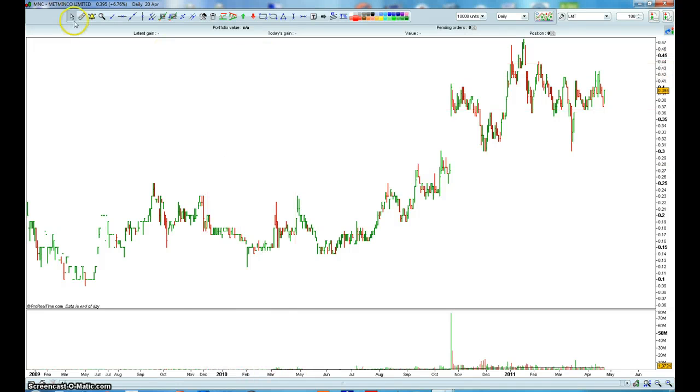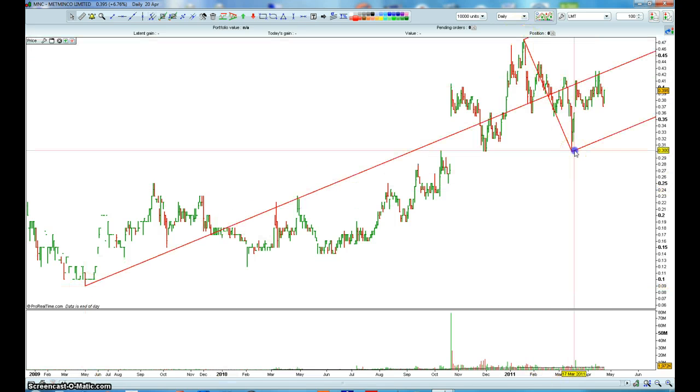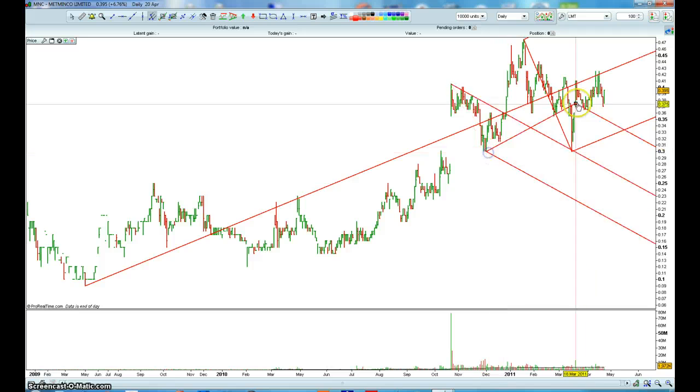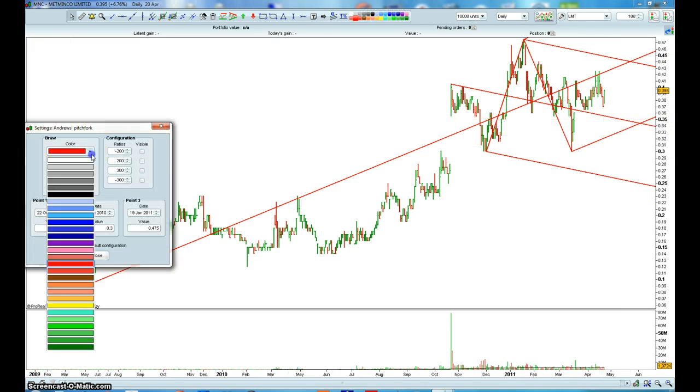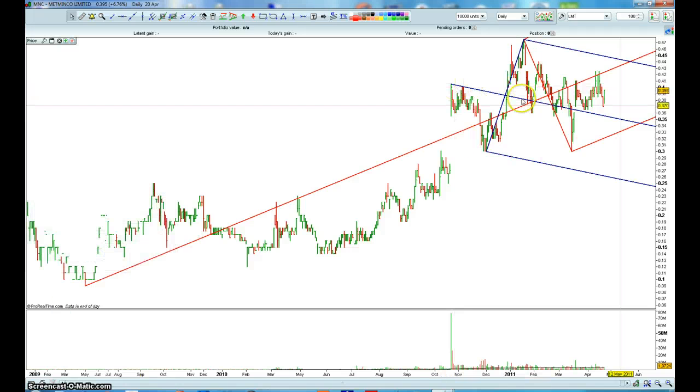This is MNC, and I'll just put our pitchforks on it again. We go from our low to our high to our low, and that gives us our nice median line. Or we can also go from our high to our low to our high, and I'll colour that one blue so we don't mix them up, and that gives us our downtrending pitchfork here.